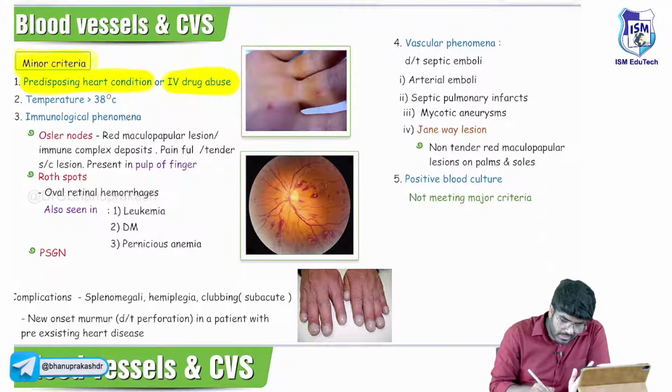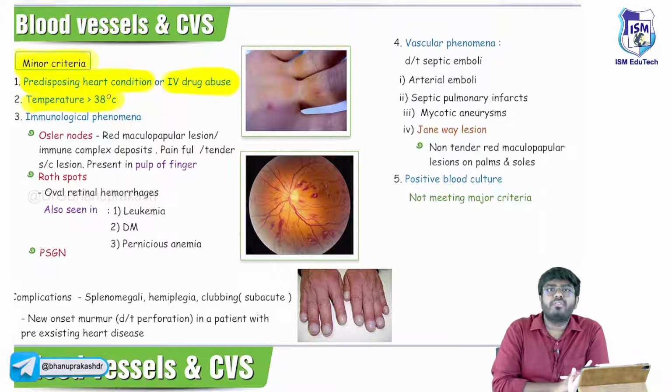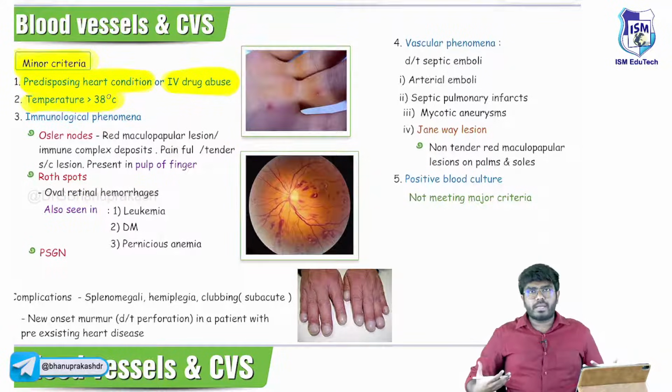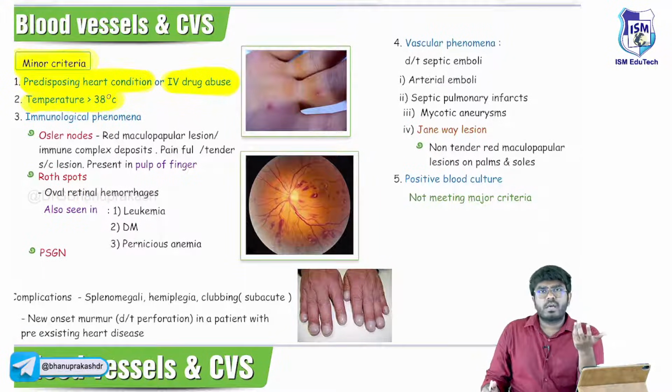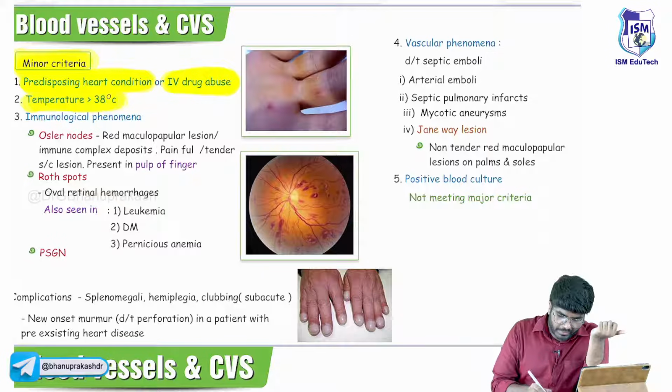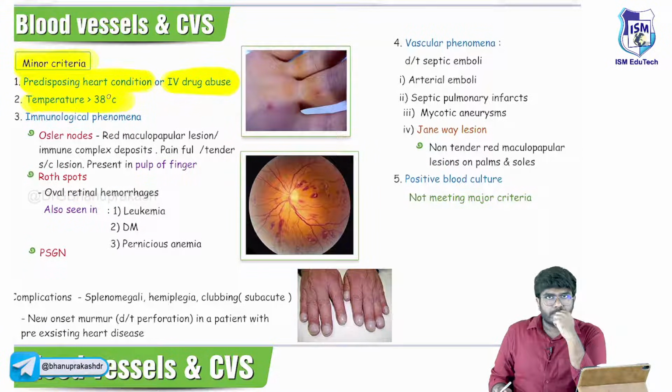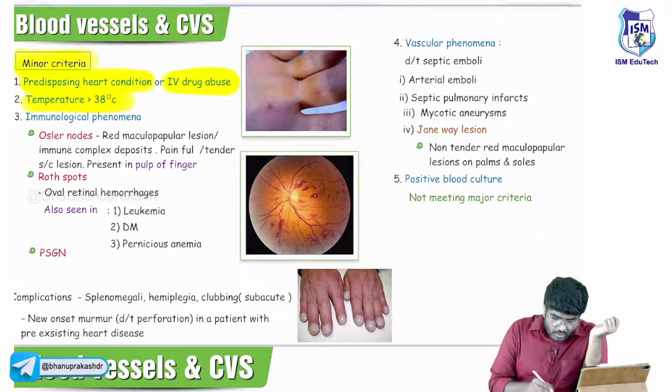Risk factor. Second minor criteria is the patient is going to have the fever. It's an infection, right? The patient is having severe infections in the body, so definitely these patients are going to have increased temperature or fever. First minor criteria is the risk factors like IV drug abuse or the pre-existing heart lesion. Second is going to be the fever. Third is the immunological phenomena.